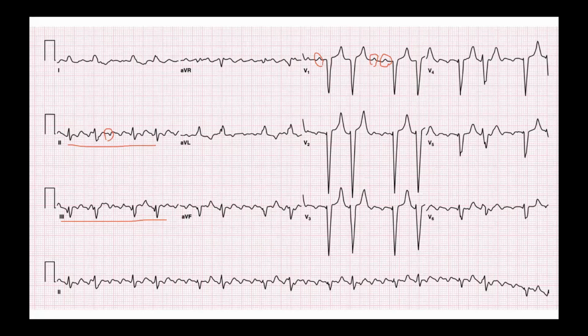دكتورة سارة معلش if you can mute لأنه المايك فيه some noise.